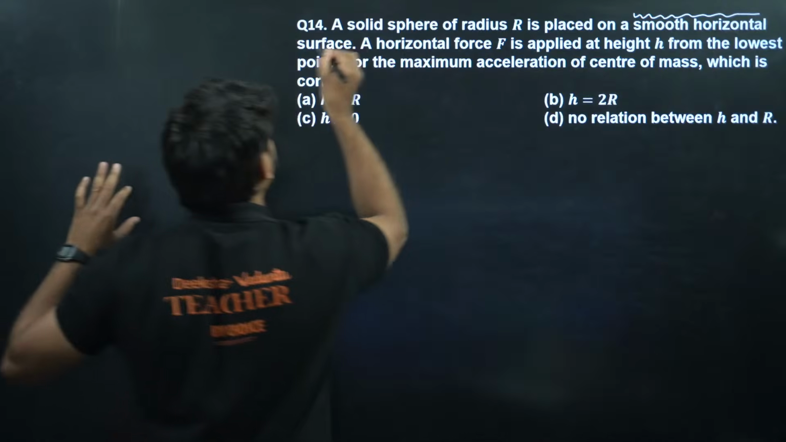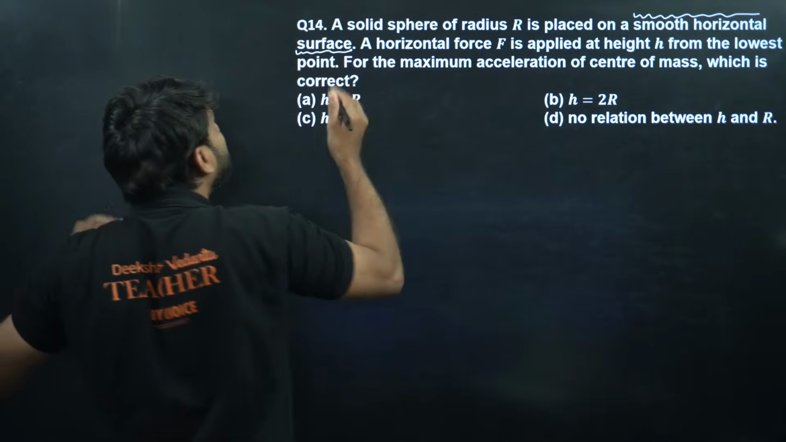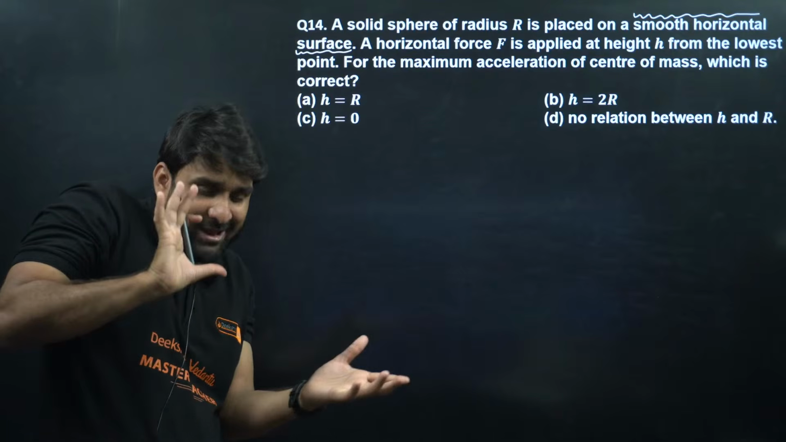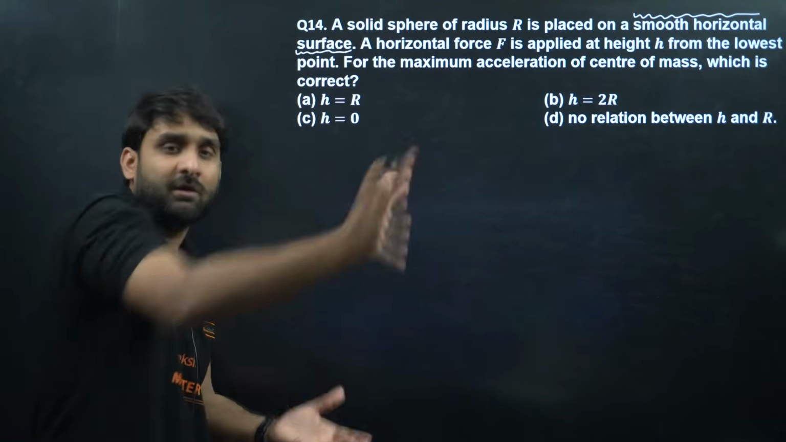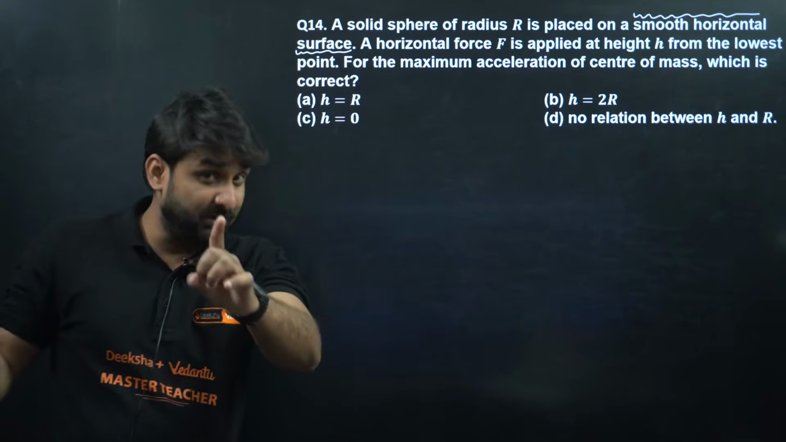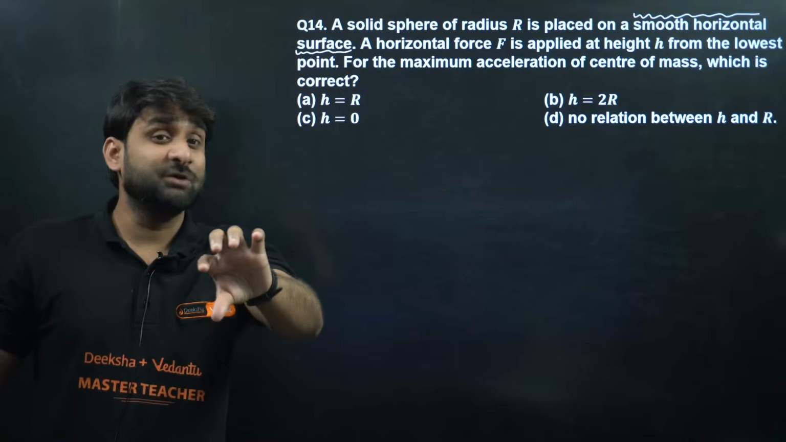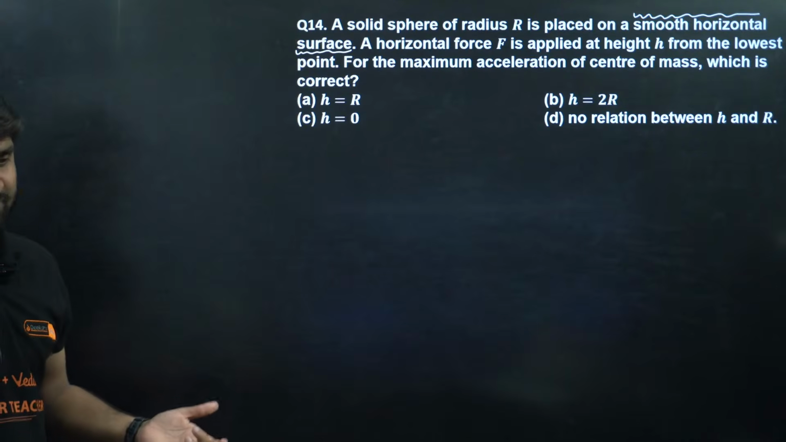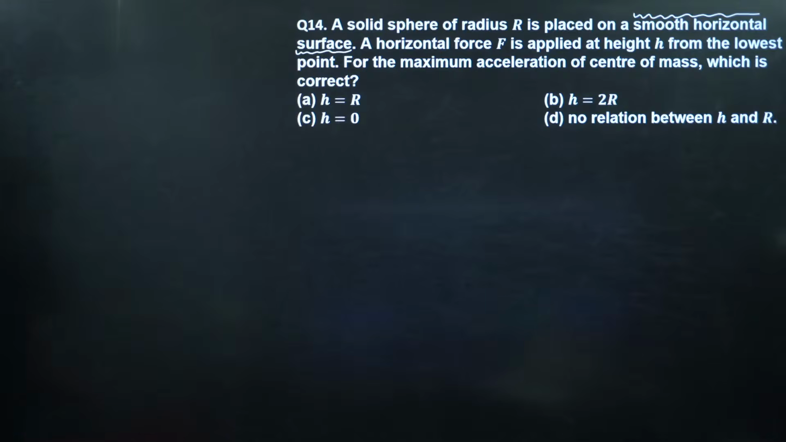Everything here depends on the smooth horizontal surface. Do you know the difference between a smooth horizontal surface and a rough horizontal surface? If a solid sphere is rolling, or whatever the motion is, on a rough horizontal surface, there will be friction. And if the surface is smooth, there will be no friction. Tell me which option will be correct here.